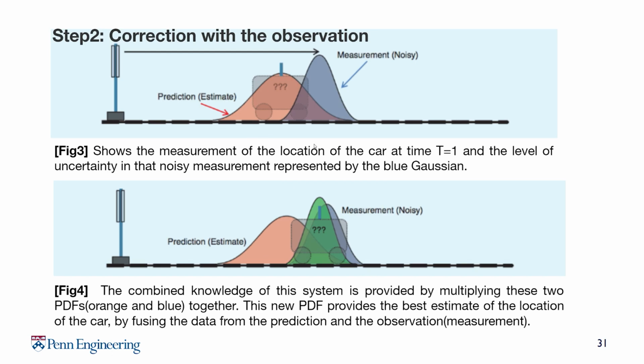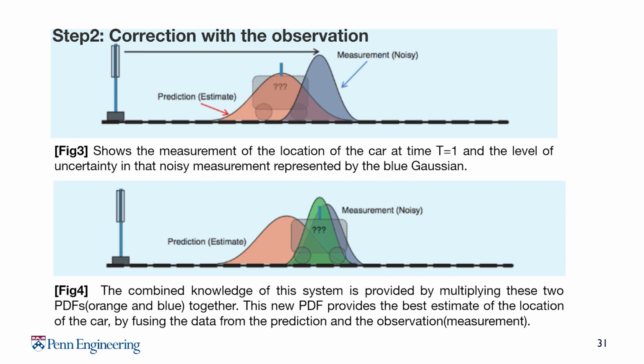So that's how the measurement comes into play. For step 2, we will correct our estimation, our prior estimation, the prediction, with our observation. In figure 3, we can see the measurement of the location of the car at time t equals 1 is given by the blue Gaussian, which is also noisy, and it has a certain level of uncertainty here.